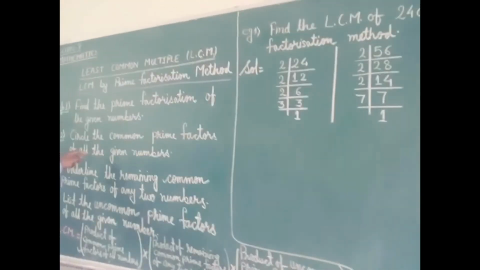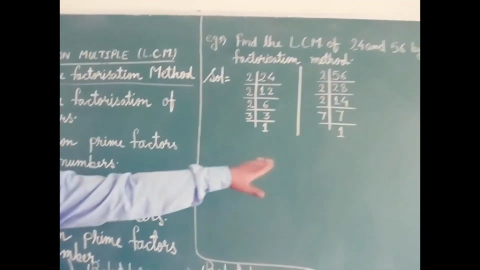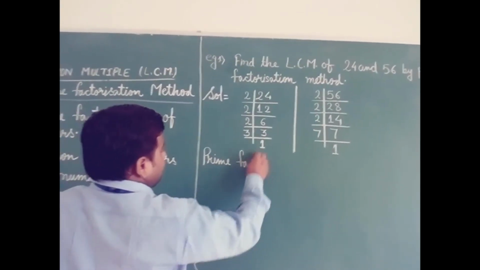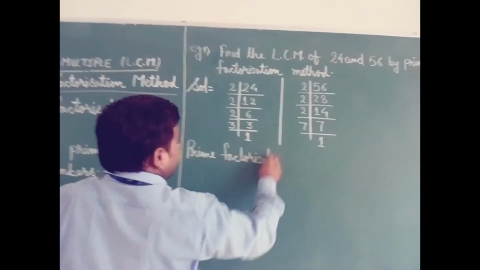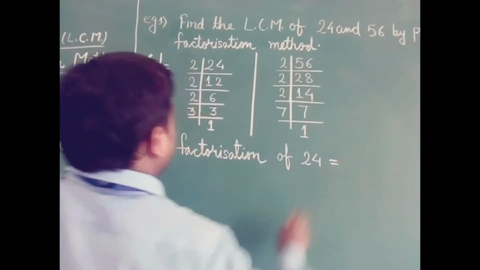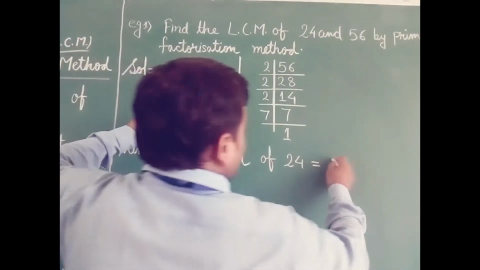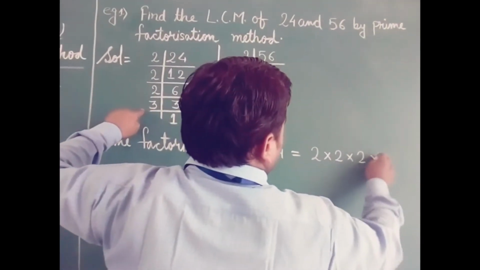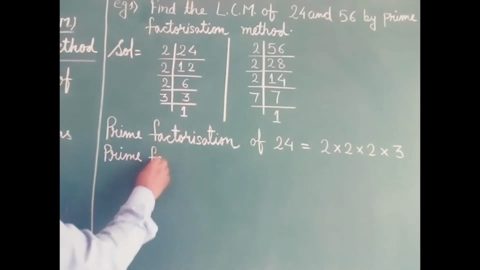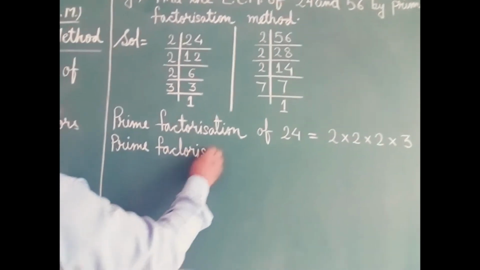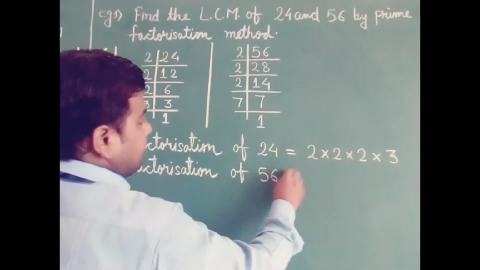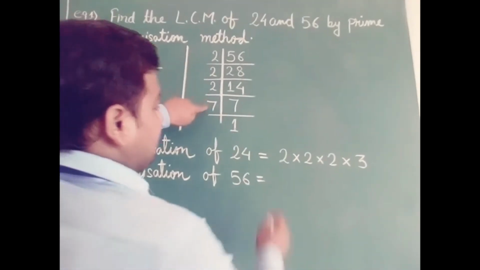So, write down the prime factorization of 24 and 56. Prime factorization of 24 is equal to 2 into 2 into 2 into 3. Prime factorization of 56 is equal to 2 into 2 into 2 into 7.